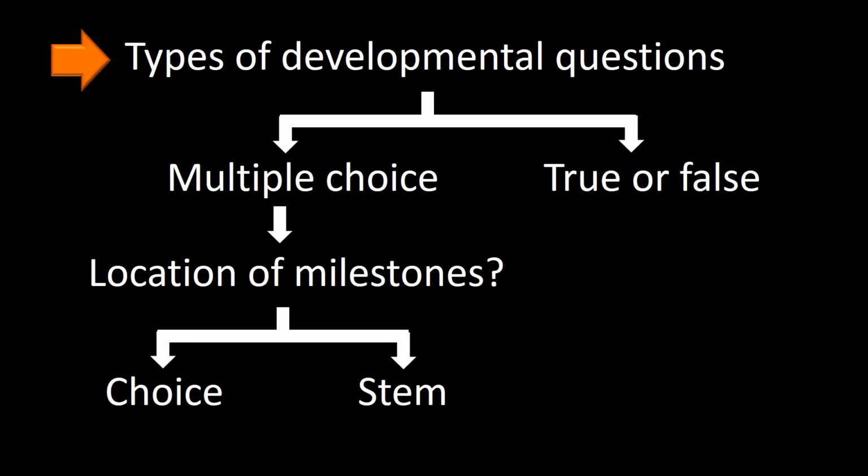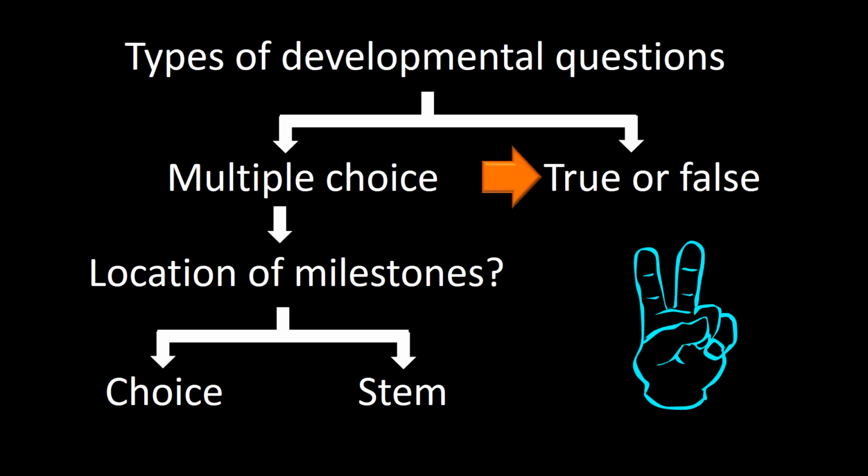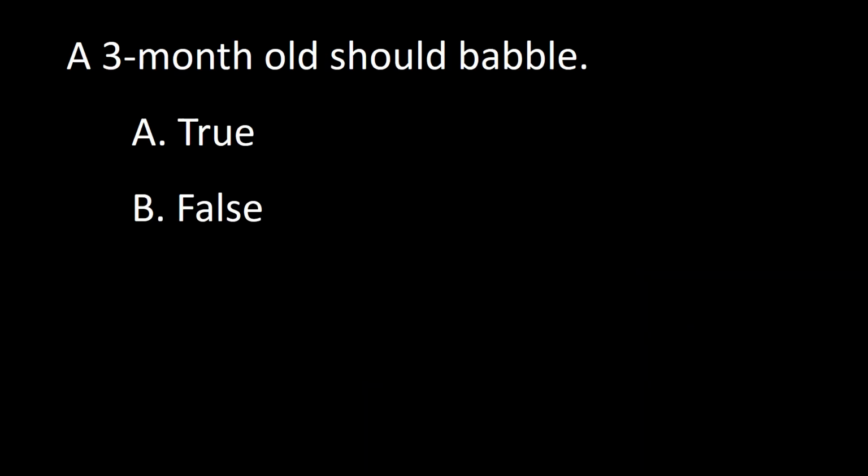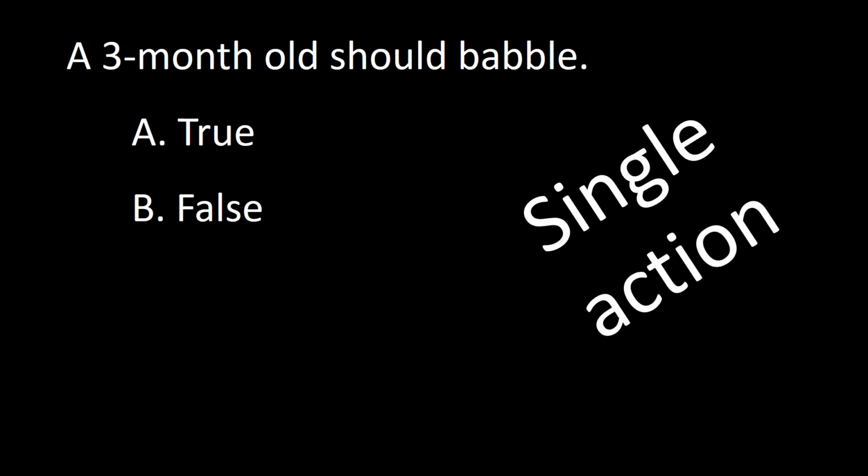Now we go back to the types of developmental question chart to address true and false questions. True and false question can be of 2 subtypes. The first subtype is single action. The true and false single action questions are very simple. They consist of an age or an age equivalent and an action. This is an example of such a question.